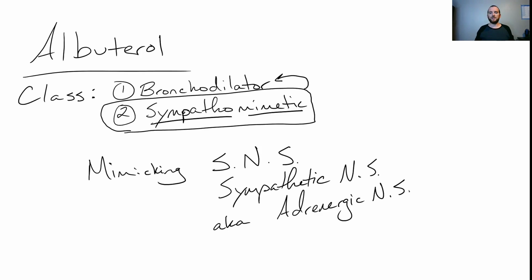Right? So the adrenergic nervous system is the sympathetic nervous system. In terms of our textbooks and everything, we really spend the vast majority of our time talking about it as the sympathetic nervous system, and less so do we use that word adrenergic. But sometimes they'll talk about that in terms of the receptors and how this medication is actually going to work, is they'll use that adrenergic word.